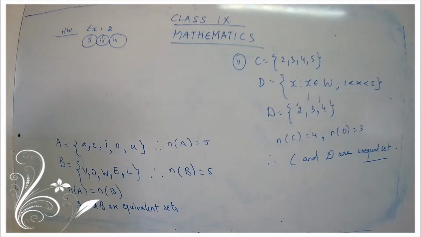So what about the numbers, children? What is n of x? It's 4. Yes. N of y? 4. So 4, 4. That means you say that x and y are equivalent sets. You can say it is an equivalent set.